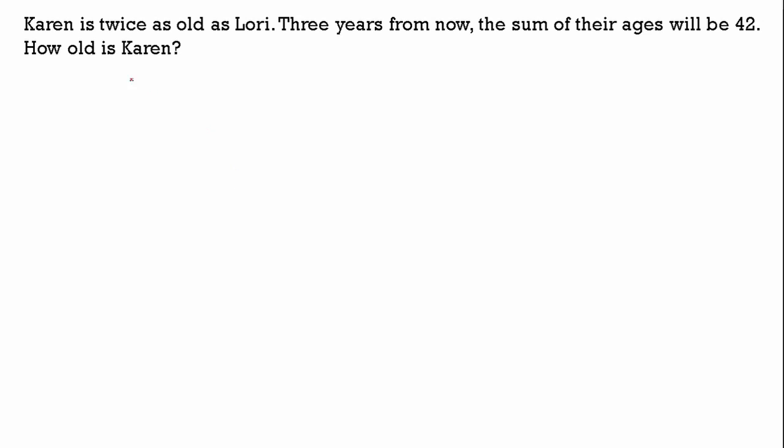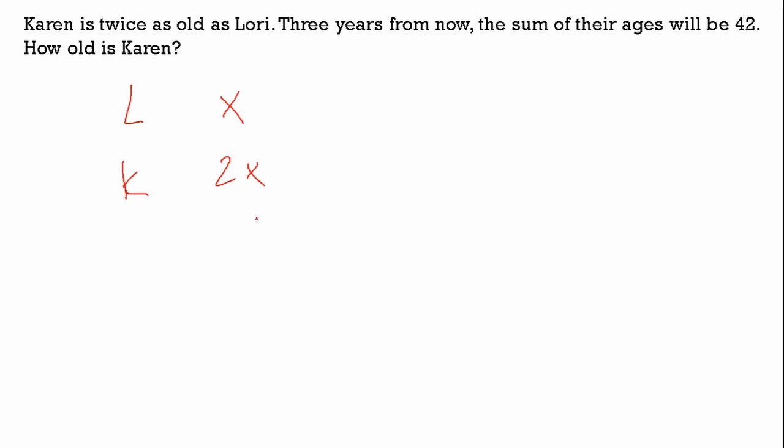Okay, the ASVAB likes these age questions, so let's take a look at this one. Karen is twice as old as Lori. 3 years from now, the sum of their ages will be 42. How old is Karen? So to solve these problems, you just have to translate the word problem into an algebraic equation. Karen is twice as old as Lori. So I'm going to say Lori is x years old, which means Karen is 2x years old.